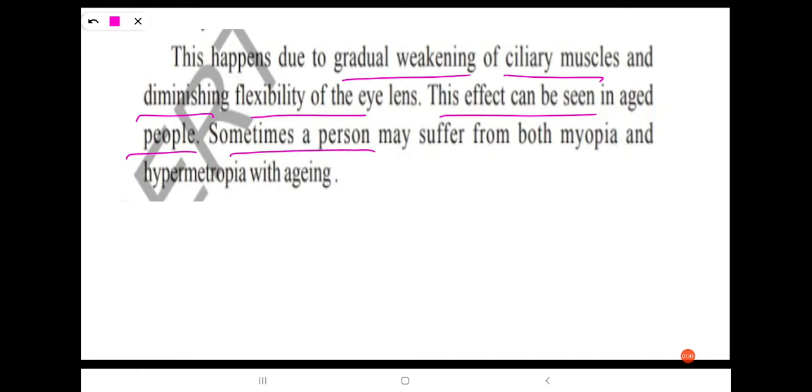Sometimes a person may suffer from both myopia and hypermetropia with aging. The person who suffers from myopia cannot see distant objects. The person who suffers from hypermetropia cannot see nearby objects clearly.